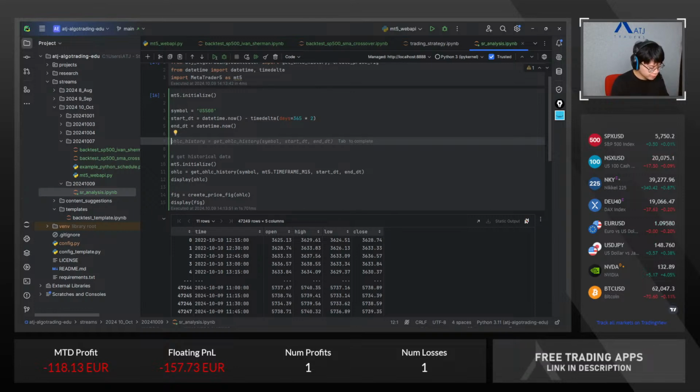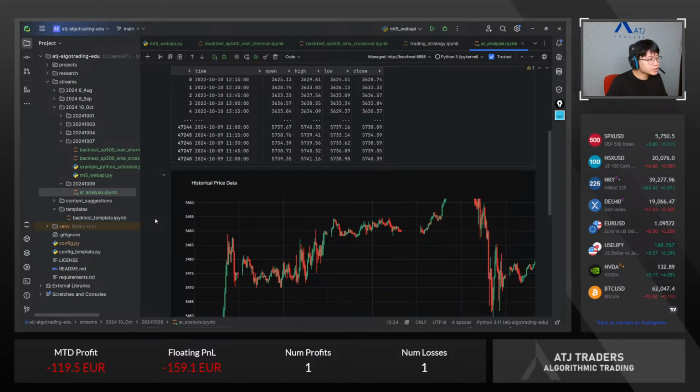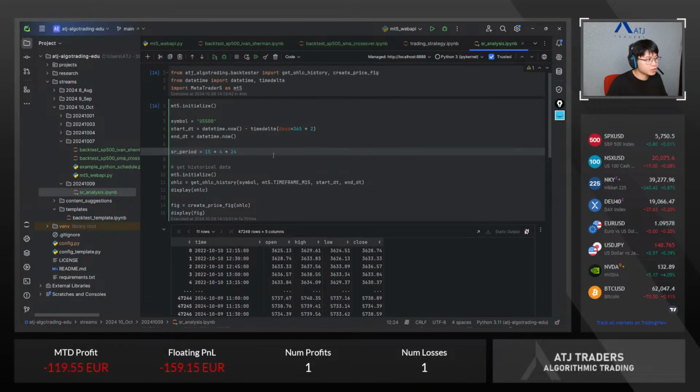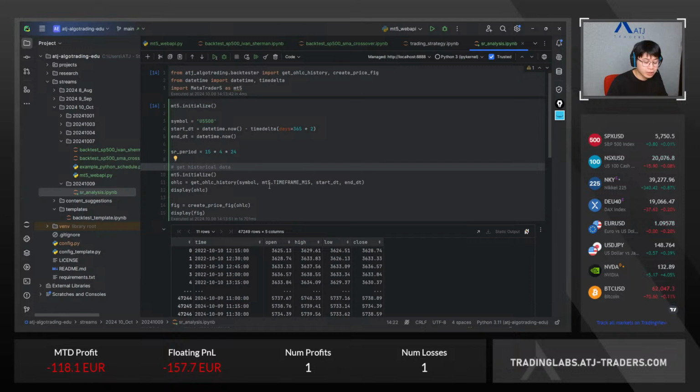So SR period is equal to, and how to get 24 hours, because we have 15-minute candles. A 15-minute candle times 4 is 1 hour, and times 24 is 24 hours, which might not be exactly correct, because sometimes there are market breaks. So when the market is closed, for example on a holiday, it would take other candles into consideration. But let's start with that and then we can improve it over time.